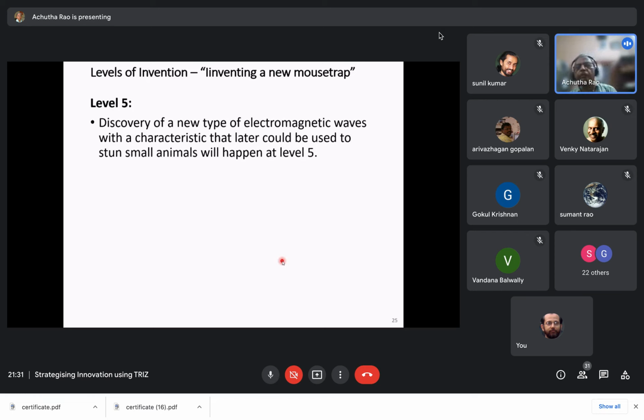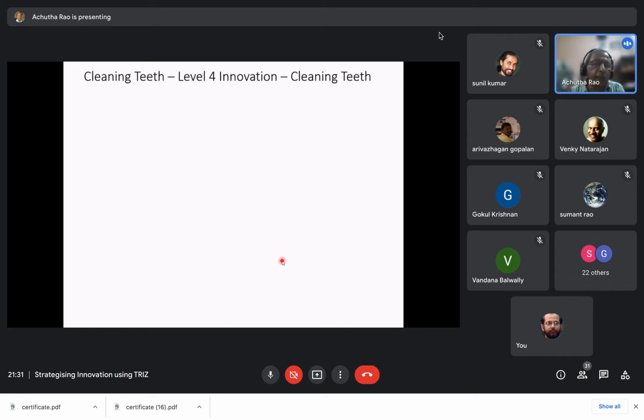So discovery of a new type of electromagnetic waves, with characteristics that could later be used to stun small animals, will happen at level 5, and that I will use to create a level 4 innovation. Okay. So now, cleaning the teeth, because recently I saw a lot of people arguing about the brush on the finger and all that. I never wanted to respond, so I thought let me show you something.